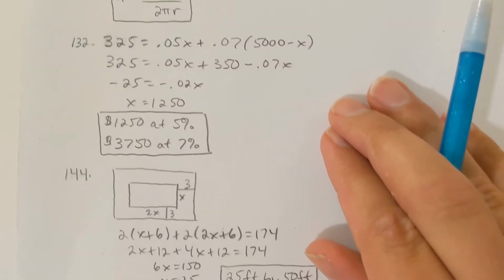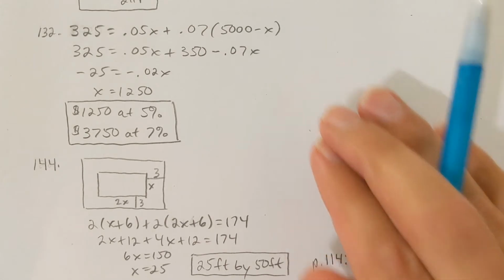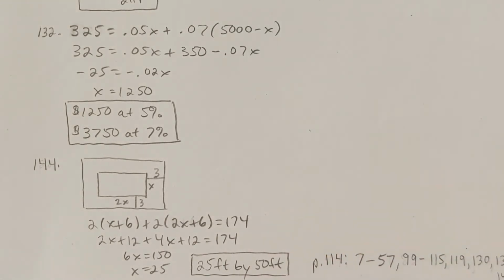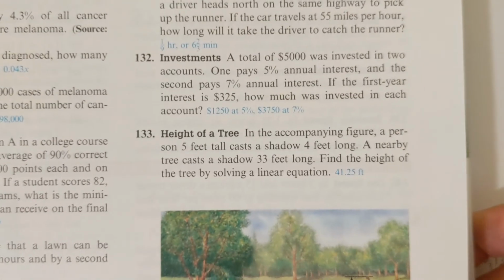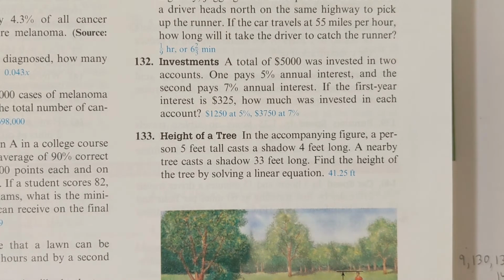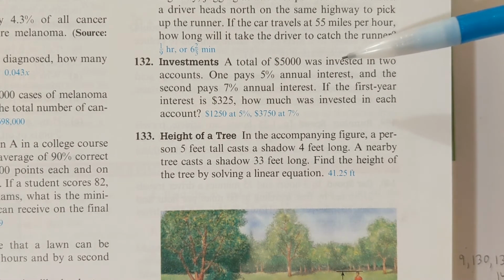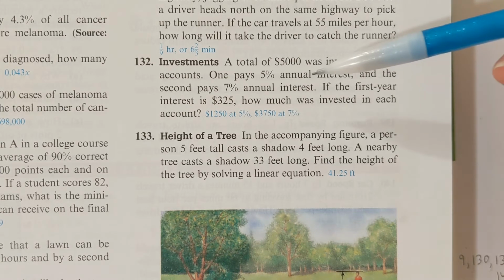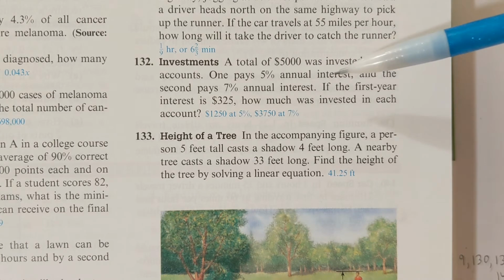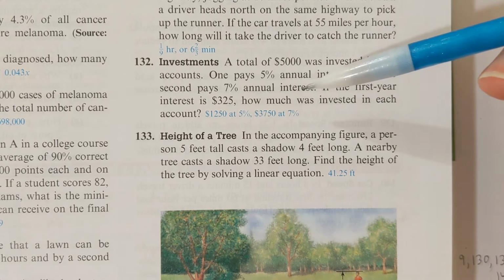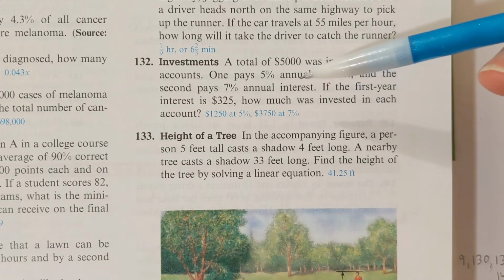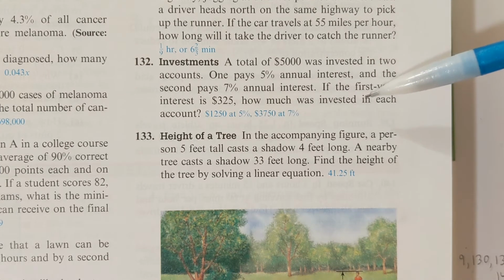Problem 32 is an example where a total of $5,000 is invested into two accounts. One account pays 5% annual interest, and the other account pays 7% annual interest. If the first year's interest is $325, how much was invested in each account?